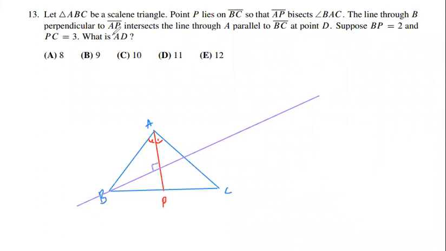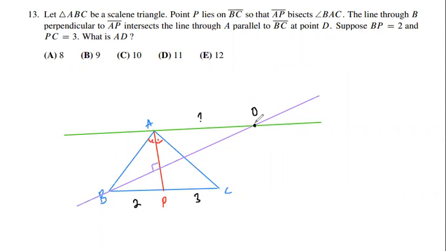So the line through B, perpendicular to AP, intersects the line through A. There's another line that goes through A that is parallel to BC. So I will have a line that is parallel to BC but goes through point A, and they intersect at one point. That point is called D. That's interesting. So the question now is, we have some information: BP is 2, PC is 3, and we want to find AD. This is what we want.